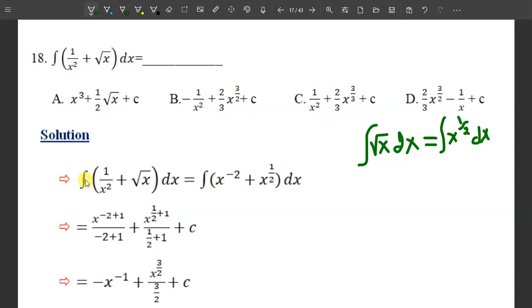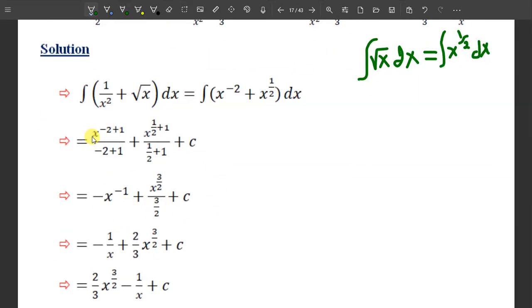Okay, now let us begin here. The integral of 1 over x squared plus radical x, we first need to rewrite this one by applying the rule of exponents. Here 1 over x squared means x to the power of minus 2, plus radical x means x to the power of 1 over 2, dx. Then add 1 to these exponents, which gives x to the power of minus 2 plus 1 over minus 2 plus 1, plus x to the power of 1 over 2 plus 1 over 1 over 2 plus 1, and plus the constant c.